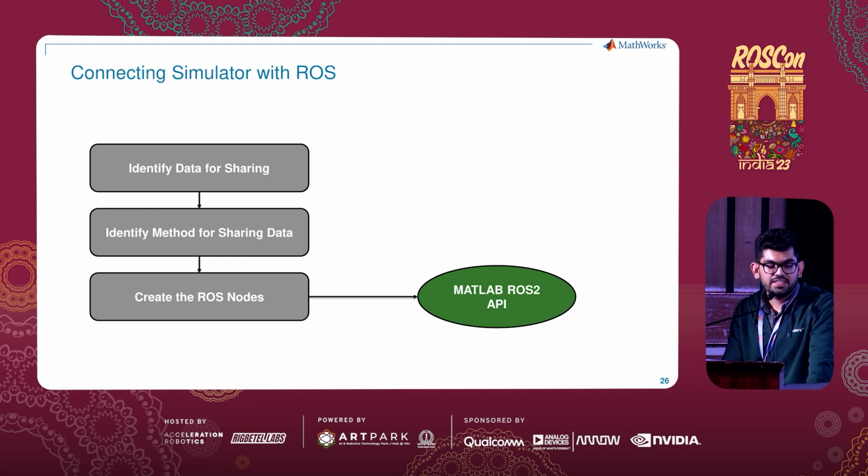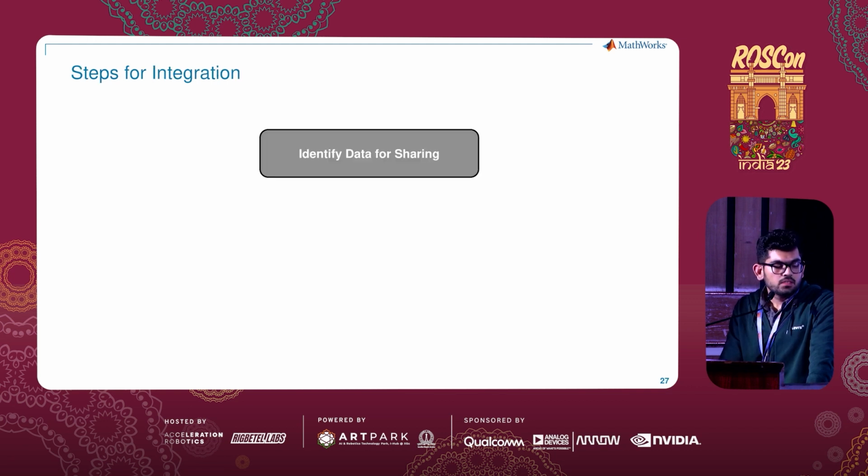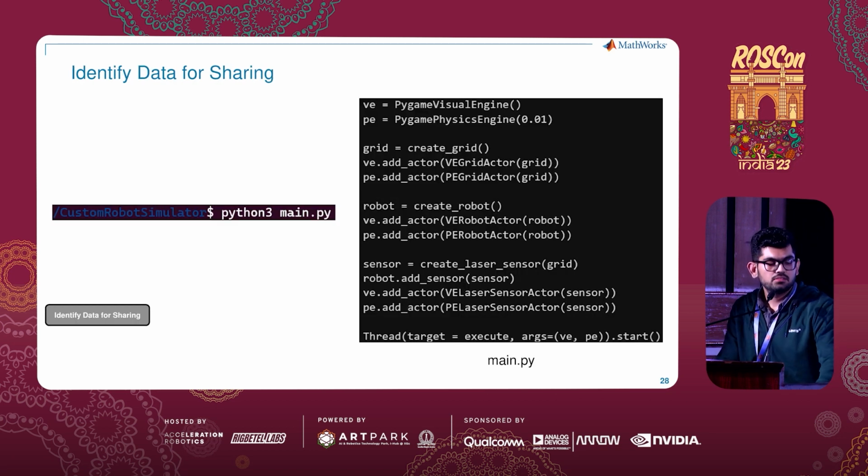First, identifying the data for sharing. The application runs through a main.py file. And over here, we can identify the two components that we talked about, the robot and the sensor. Now, this first step takes a little bit of going through the code and familiarizing yourself with the code to understand where all the objects are coming from. So we identified the robot and the sensor.